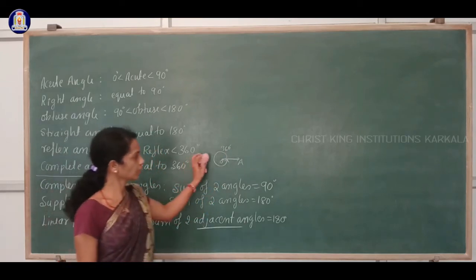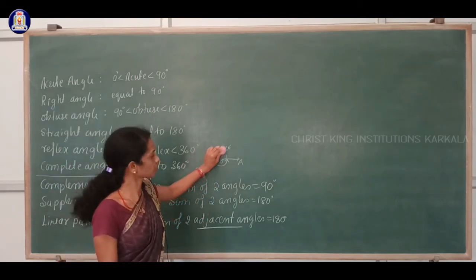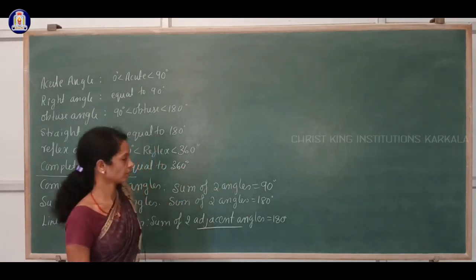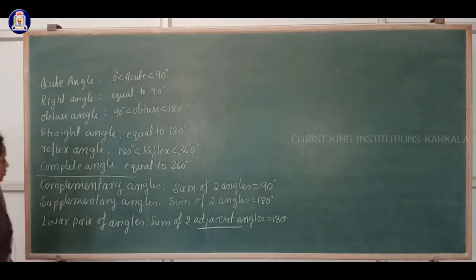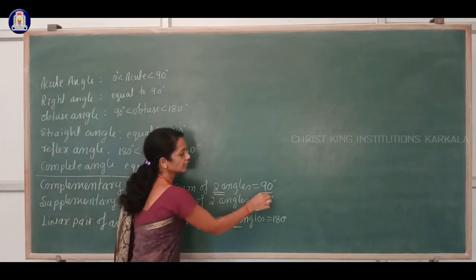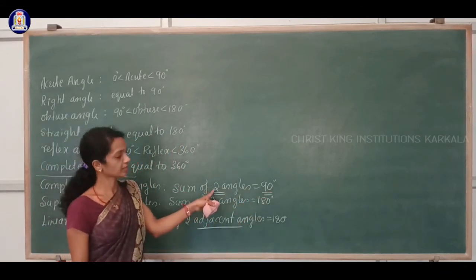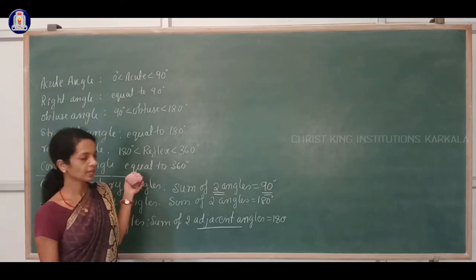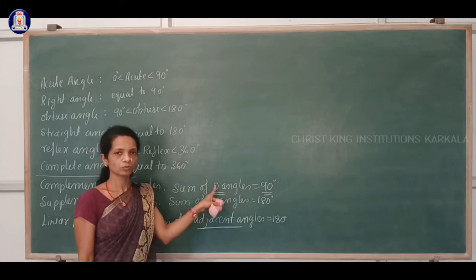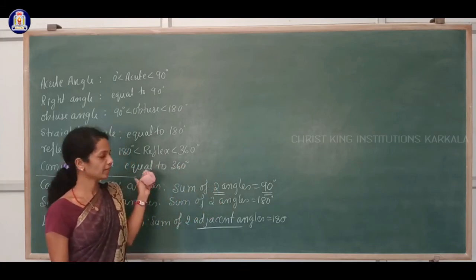Okay. If line OA takes one full rotation, that makes how many degrees? That makes 360 degrees. Then you have to know complementary angles and supplementary angles. Complementary angles means what? Suppose the sum of two angles is 90 degrees, then those two angles are called complementary angles.